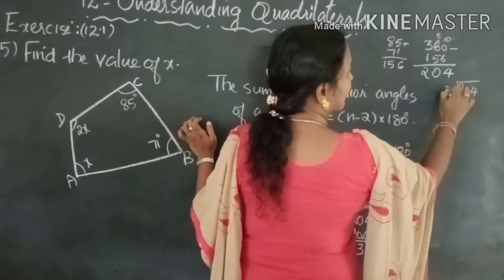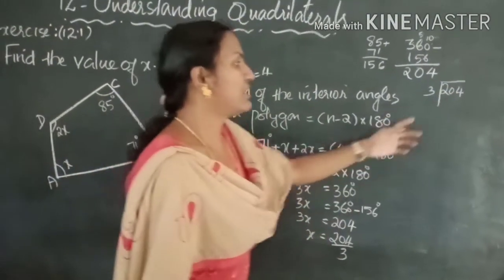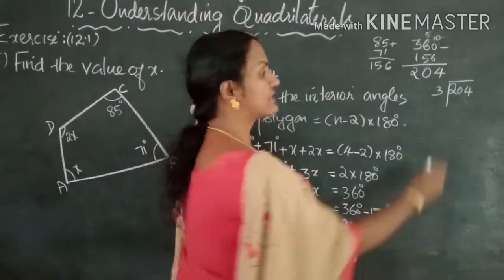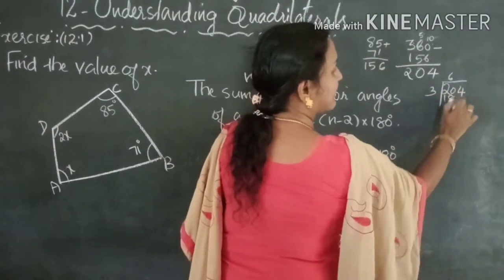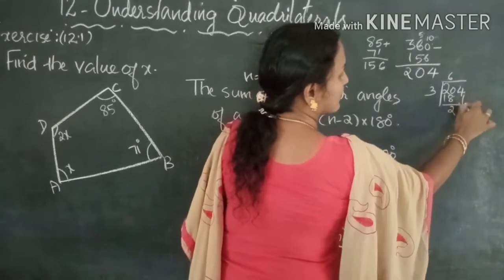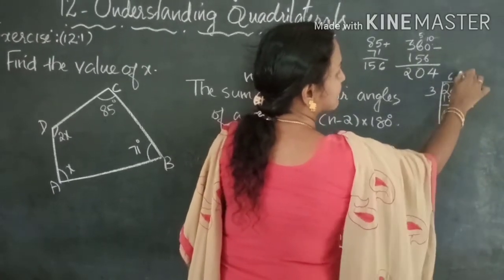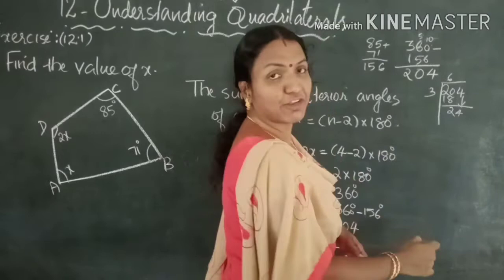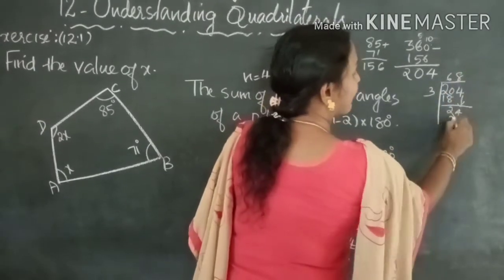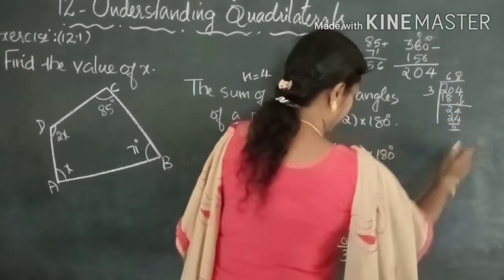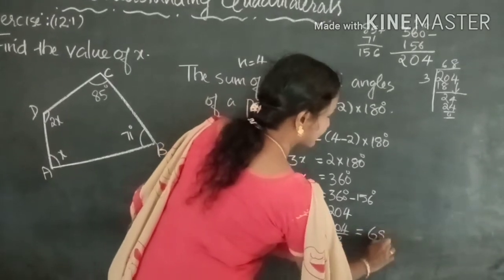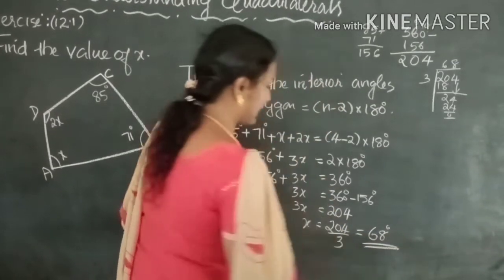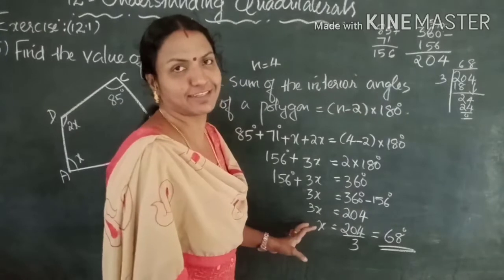204 divided by 3. How many 3s are there in 20? 6 3s are 18. Then balance 2. The next number is 4, so 24. 8 3s are 24. So the answer is 68 degree. So the value of x is 68.